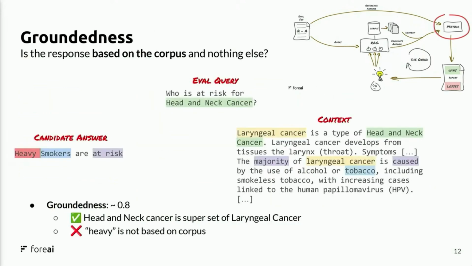Measuring that distance is actually non-trivial because it's language, right? How do you measure the distance between two things that are semantically the same, but could be formulated in very different ways?